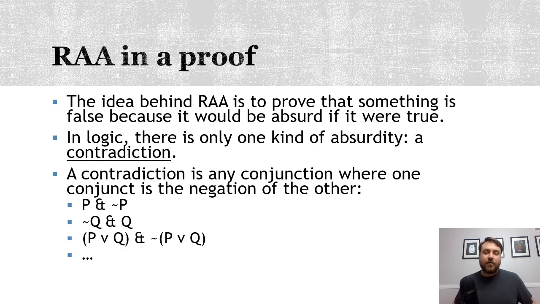And so what that means is that a contradiction in our case is any conjunction where one conjunct is the negation of the other. That's what we're going to count as a contradiction on our proofs. You're going to have a thing and its negation. And that doesn't have to be just an atomic sentence like P and not P or not Q and Q, right? It can also be something complex, such as P wedge Q and not P wedge Q. Again, that's a conjunction of a thing and its negation. So no matter how complicated it is, if it's a conjunction of a thing and its negation, then it's a contradiction, and we can use it for the purposes of reductio ad absurdum.